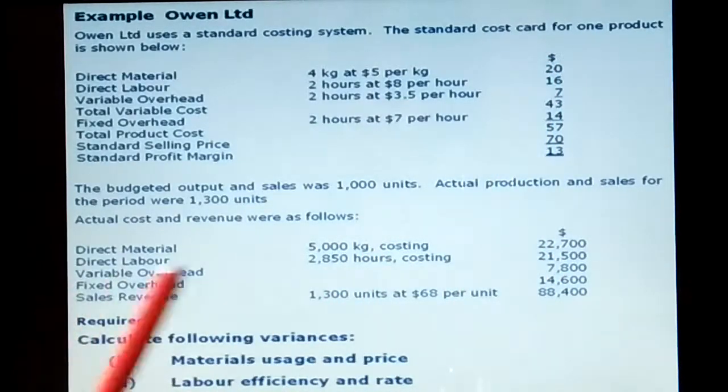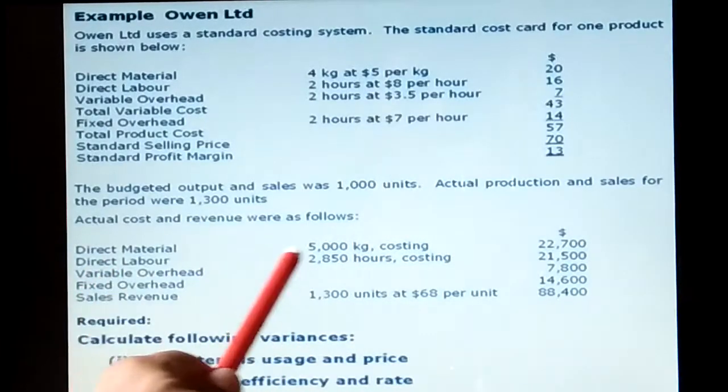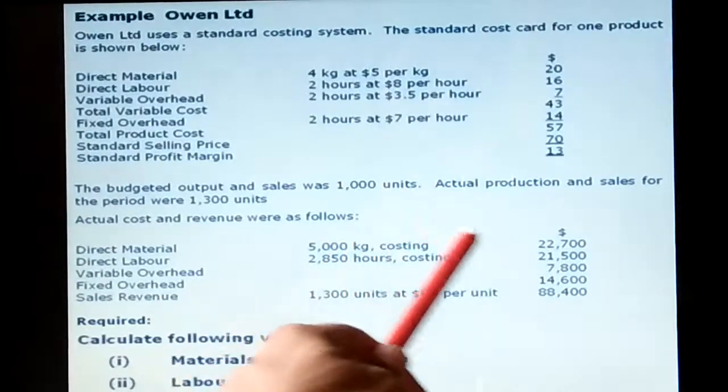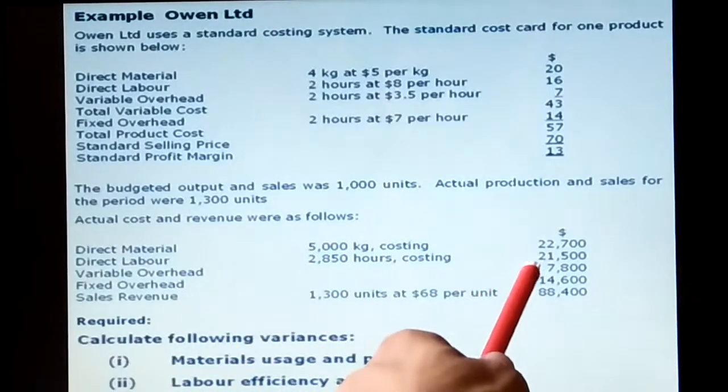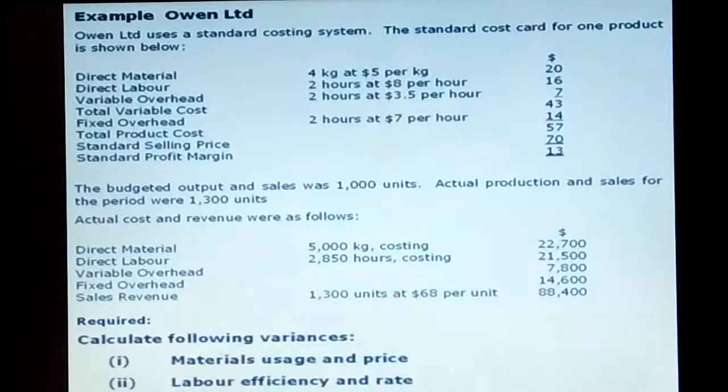Now you can see in the actual cost card, we have 5,000 kgs, and the cost of these 5,000 kgs is $22,700. Now you can see that standard cost is always given in per unit form, right?